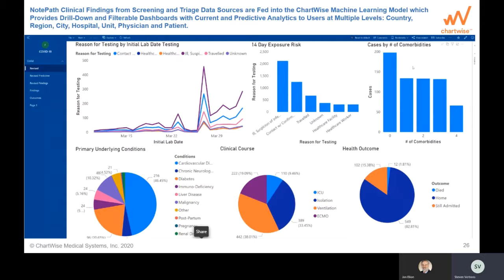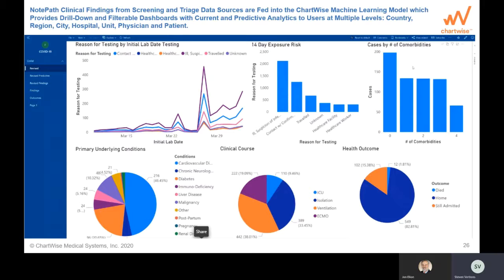The first dashboard that we're looking at here really shows a lot of the data that's gathered from health bots on the front end or from initial triage, where you're looking at reason for testing over time, as well as 14-day exposure, and where we're looking at, were you ill and that's why you came in, versus did you have contact with a confirmed case, or did you travel to an area where there are a lot of cases?